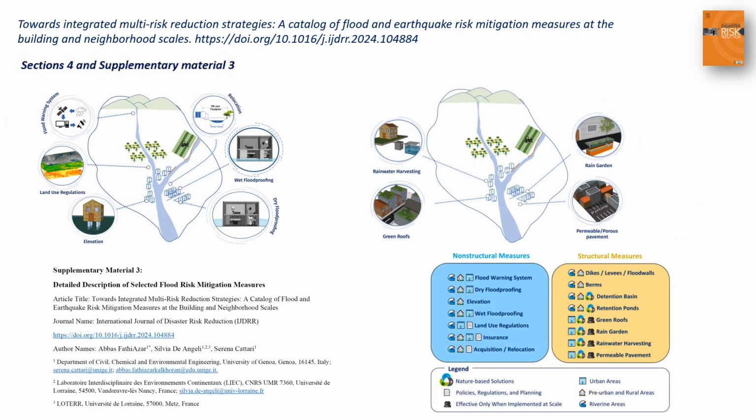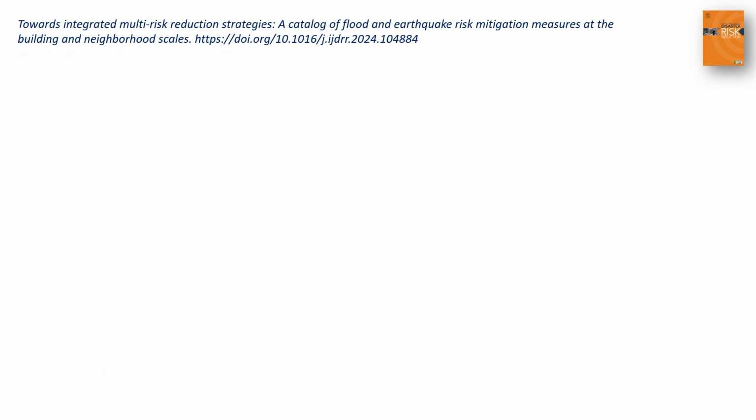In section 4 and supplementary material 3, we used the same approach for the most common flood risk reduction measures. Here, we acknowledge that a comprehensive flood risk management solution should encompass several different types of measures like MBS, non-structural, structural. But since our objective is building level integration, we mainly focused on building level measures with very little explanation of other measures and their interactions with building level ones.